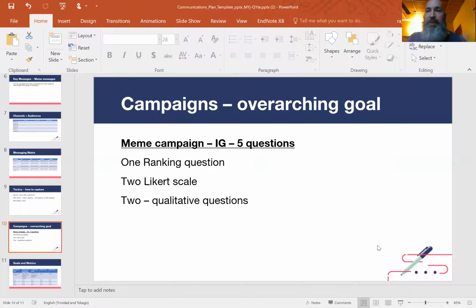You might do a couple of Likert scales, and you should know what those are. And then you might have a couple of qualitative questions in your questionnaire. So a couple of questions in your questionnaire where they're required to write a sentence or 2.